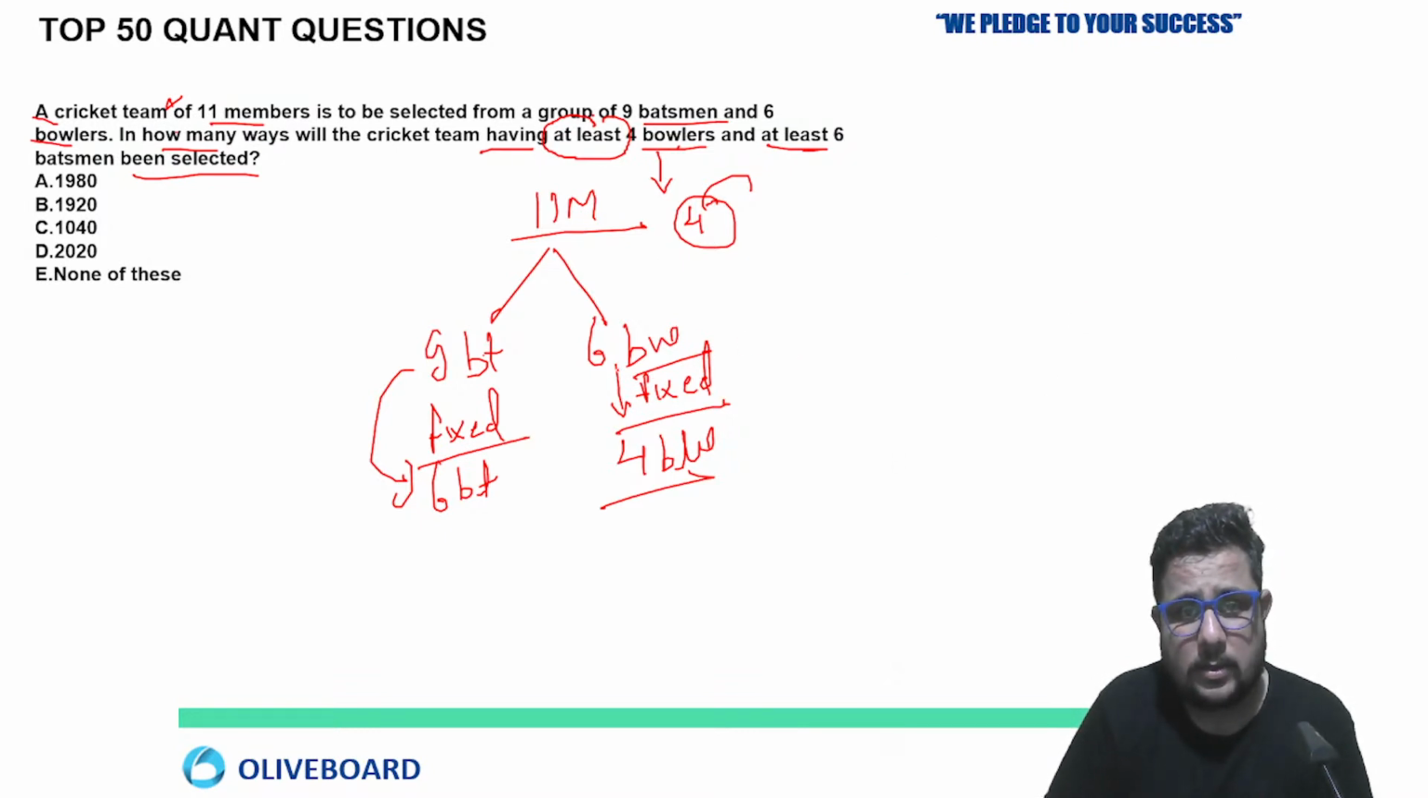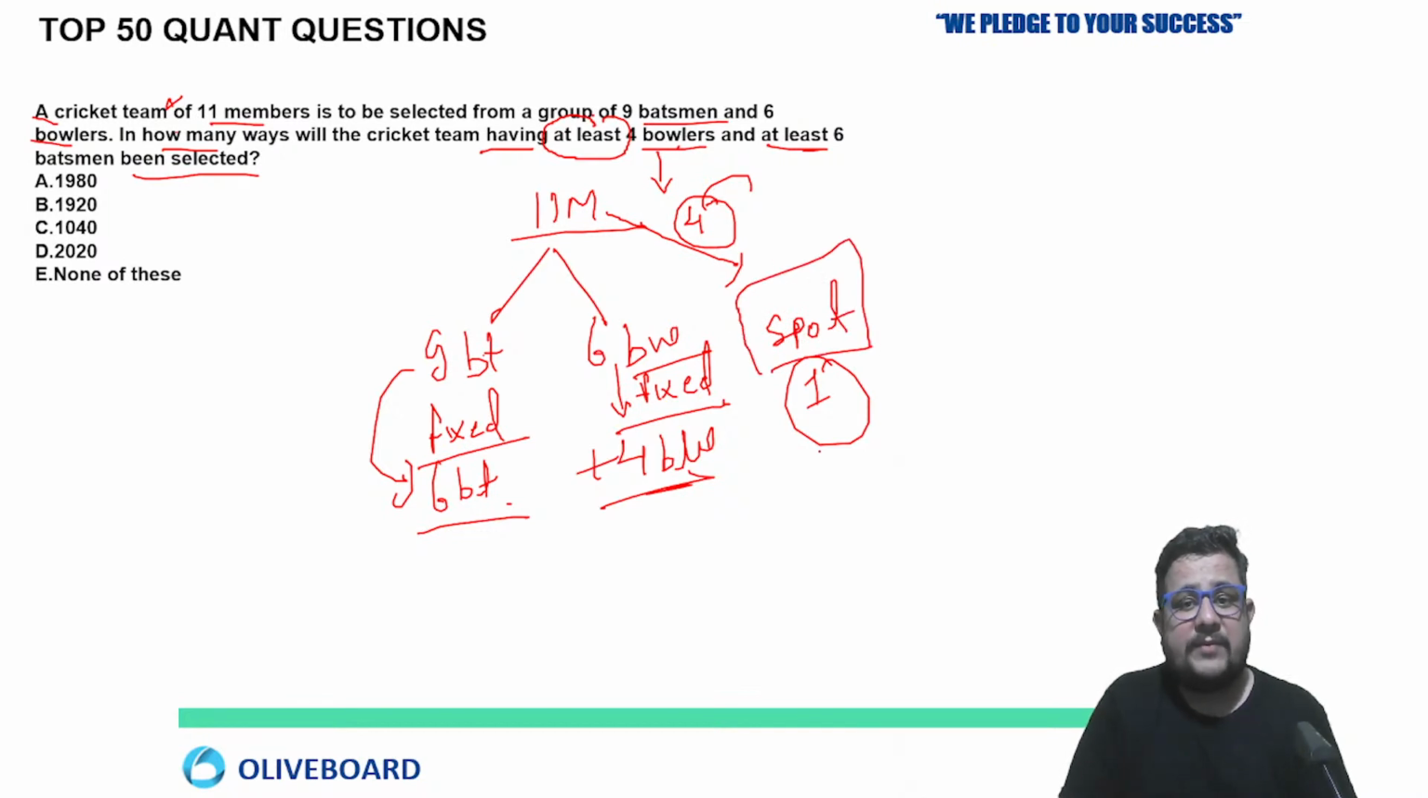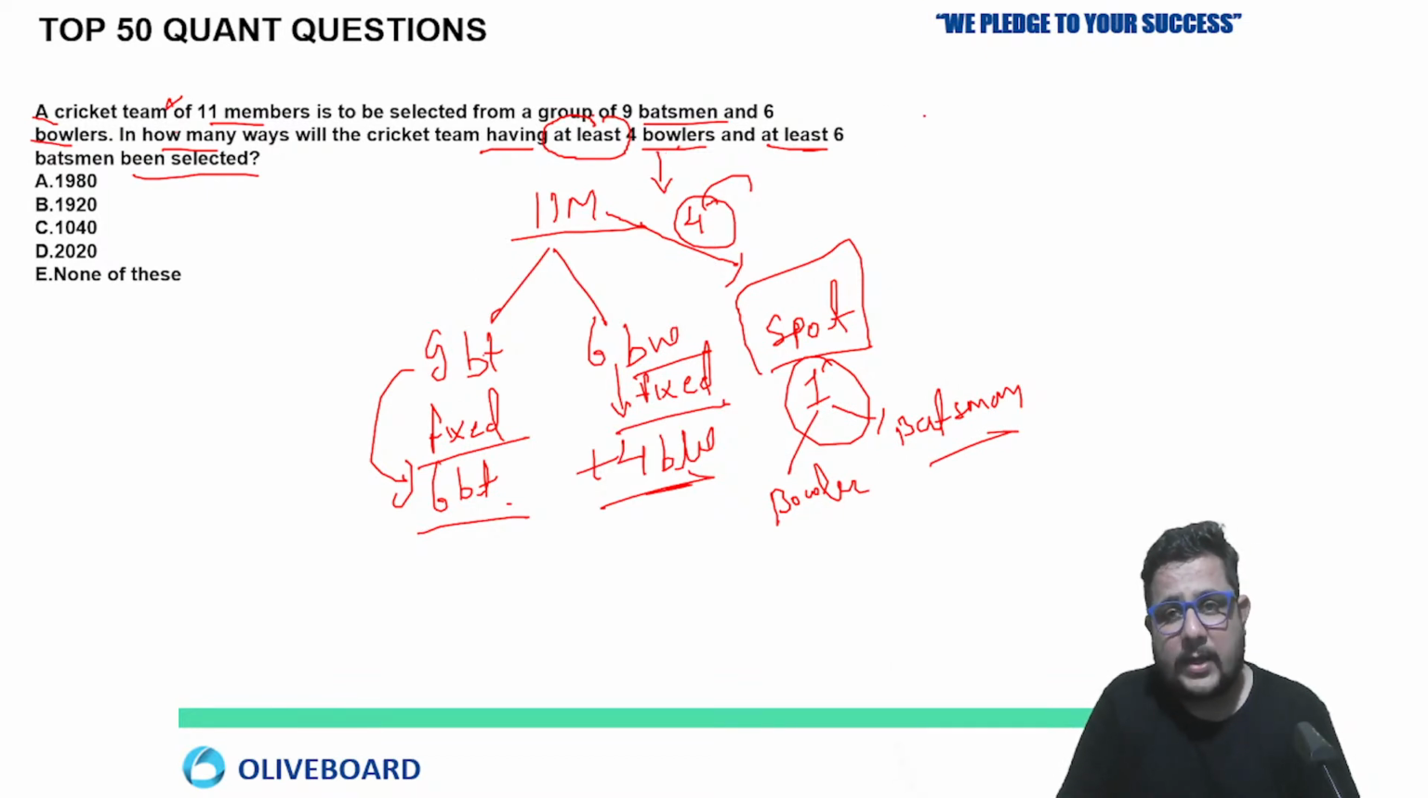Now see, 6 batsmen, 4 bowlers. This is what is given here, but we know that these 6 are confirmed and 4 are confirmed, 6 plus 4, 10. There is one spot, one place where we can choose either a bowler or a batsman. Why? Because they have said at least 4 bowlers, so there will be 2 cases.